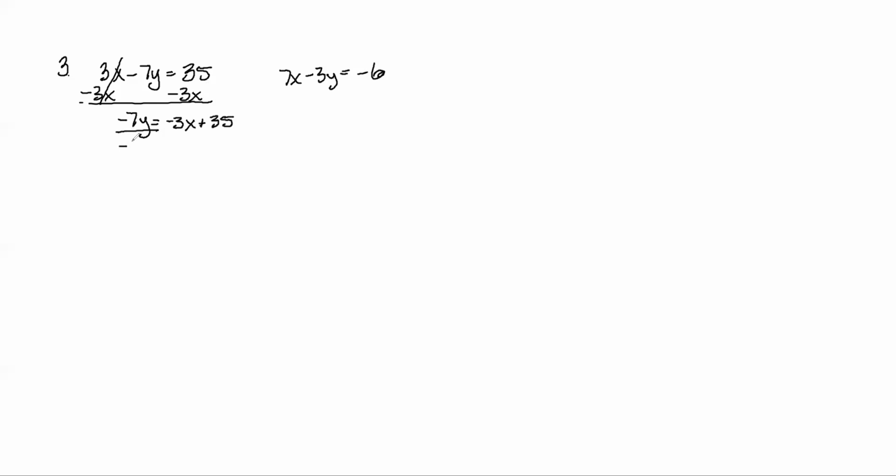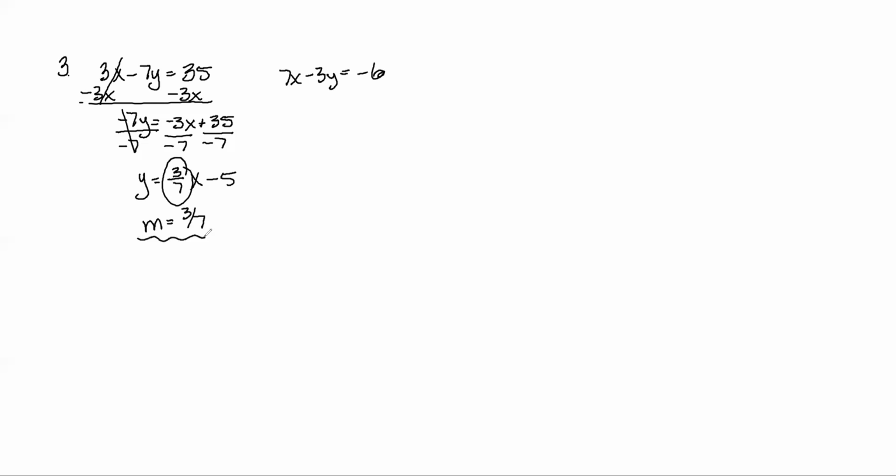Divide every single term by negative 7. And so we get y equals negative 3 over negative 7, we can't simplify, but a negative over a negative is a positive, so 3/7 x. And 35 divided by negative 7 is negative 5. So our slope here is 3/7.